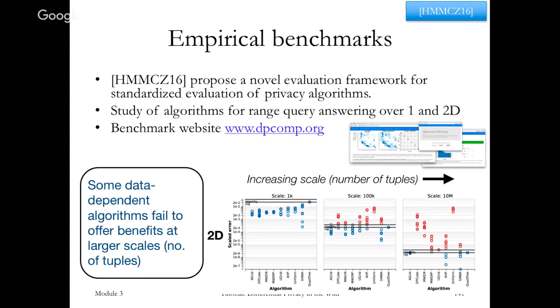And some of this was in a paper that appeared at SIGMOD last year, a fairly exhaustive study of all the different algorithms that have been developed for 1D and 2D histograms. One of the findings was that some of the data-dependent techniques that I described don't offer benefits at larger scale. Scale being the number of records in the database. Basically, these techniques work really well when you have small data sets or very sparse data sets. But as the data set gets bigger, some of those data-independent techniques end up having better performance. Okay.